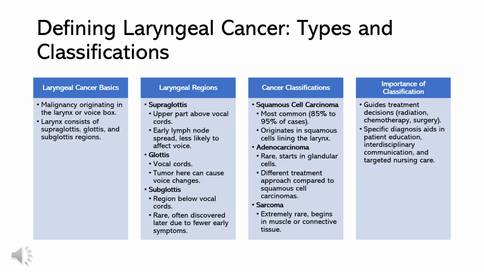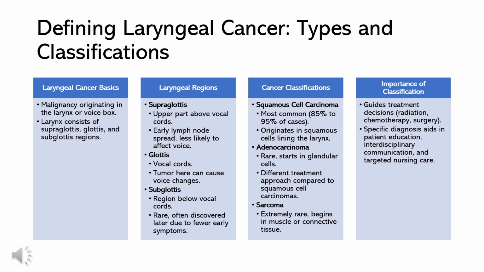Let's get into the specifics of laryngeal cancer. What exactly is it and how do we classify it? Well, first, laryngeal cancer is a malignancy originating in the larynx or voice box. Now, it's worth noting that while the larynx is a relatively small organ, it's quite complex. It's made up of various types of tissue, each susceptible to different kinds of malignancies. The larynx can be broken down into three main regions: the supraglottis, the glottis, and the subglottis.